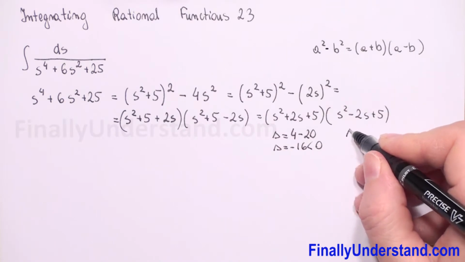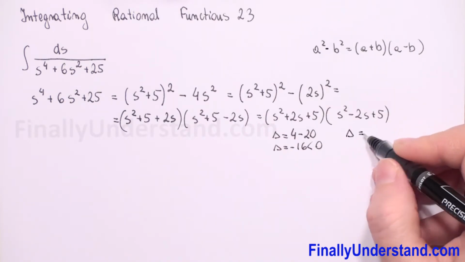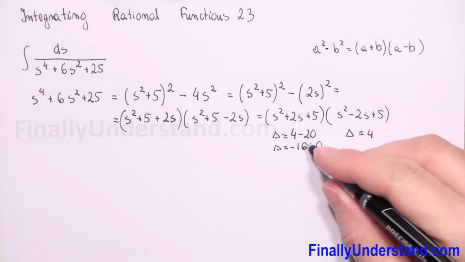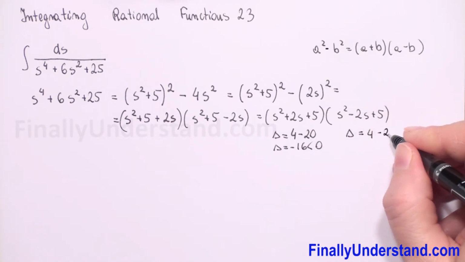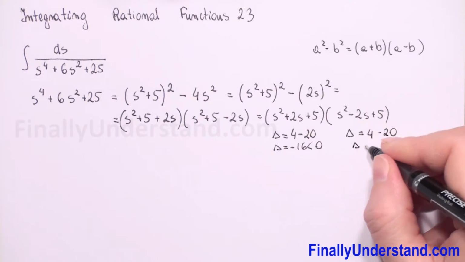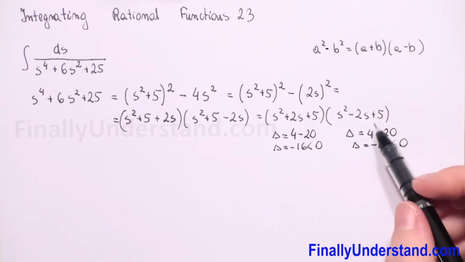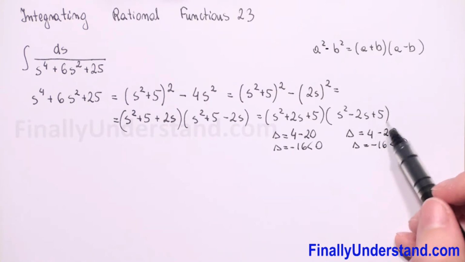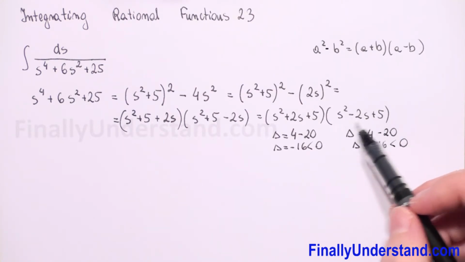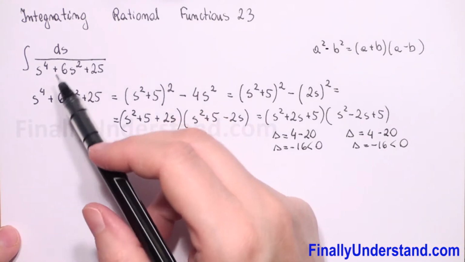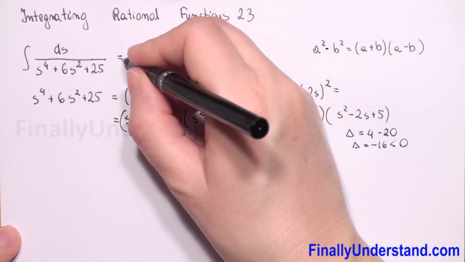And the second, let's check, we have delta is equal to b squared, so we have 4 minus, the same situation like here, will be minus 20. So delta is equal to negative 16, which is less than 0. So we don't have real solutions. So we cannot factorize the second expression.